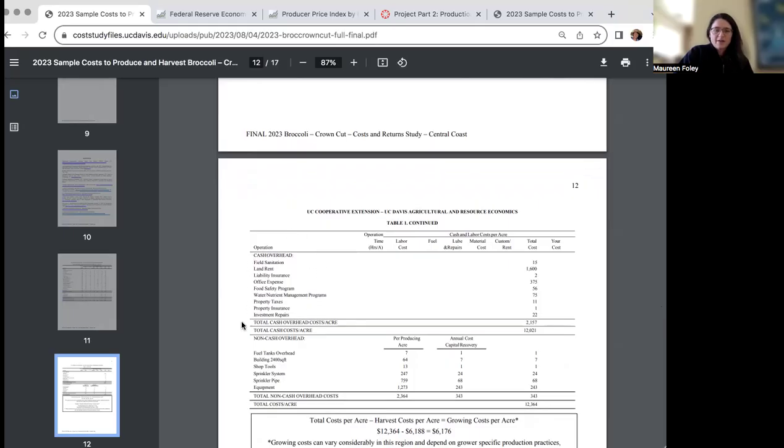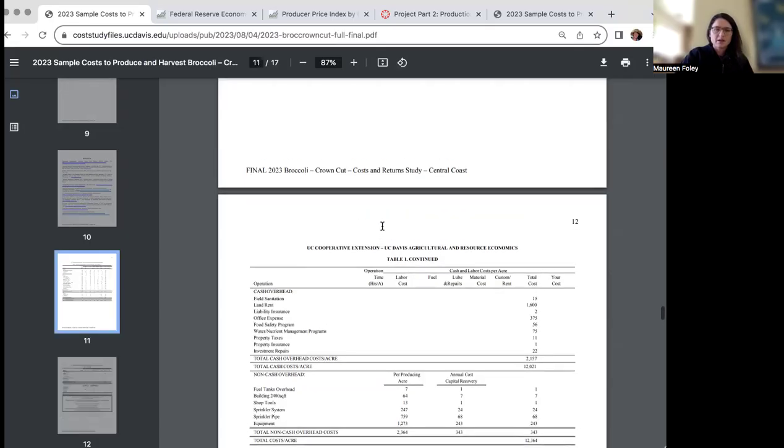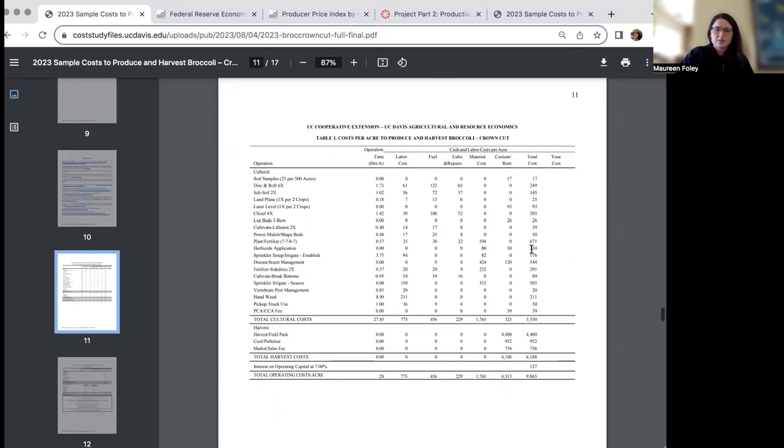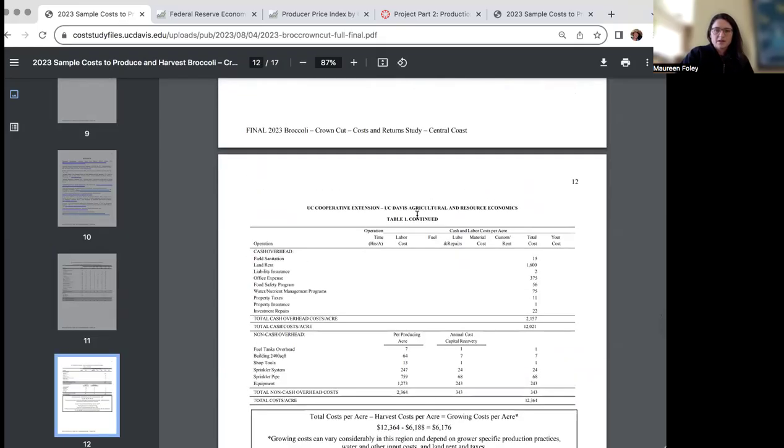And keep in mind that every study may be formatted slightly differently. So when you first open your study, try not to get totally overwhelmed by all of this information. Just break it down by looking at the titles of the tables, and you should see something like up here at the top, total cost per acre to produce and harvest broccoli. So you know that that's one of the tables that you want to look at. And then this is the continuation of that first table.